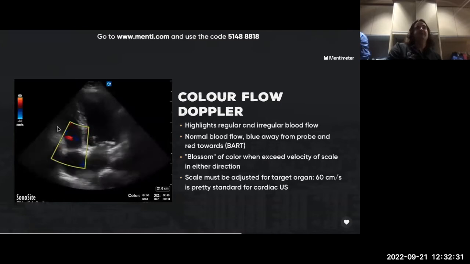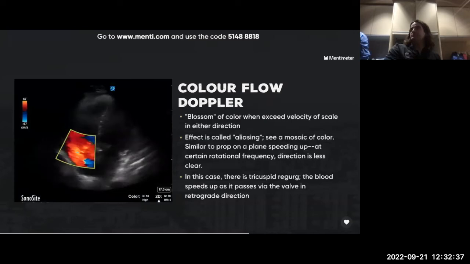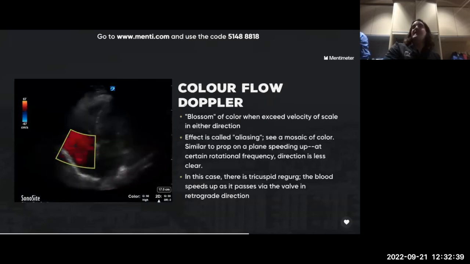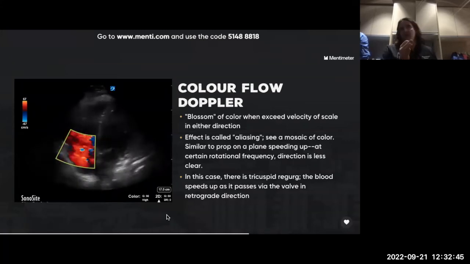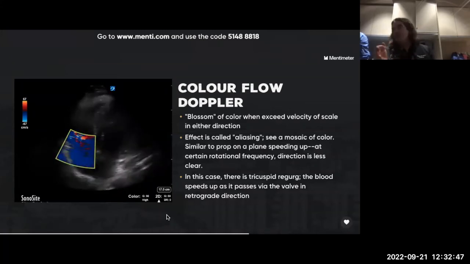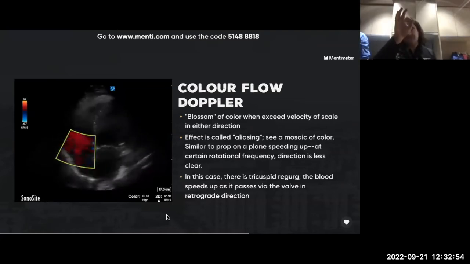Okay, so if you exceed that, it's called aliasing, where you see a blossom of color. So if you just increase your scale, that'll go away. It could go away if it's adjusted enough, right? Because obviously, if your velocity was say 80 towards the probe and you put it to 100, yes, it would go away. But if your velocity was 80 and your max scale was 70, you'd still see it, right? I think that makes sense.